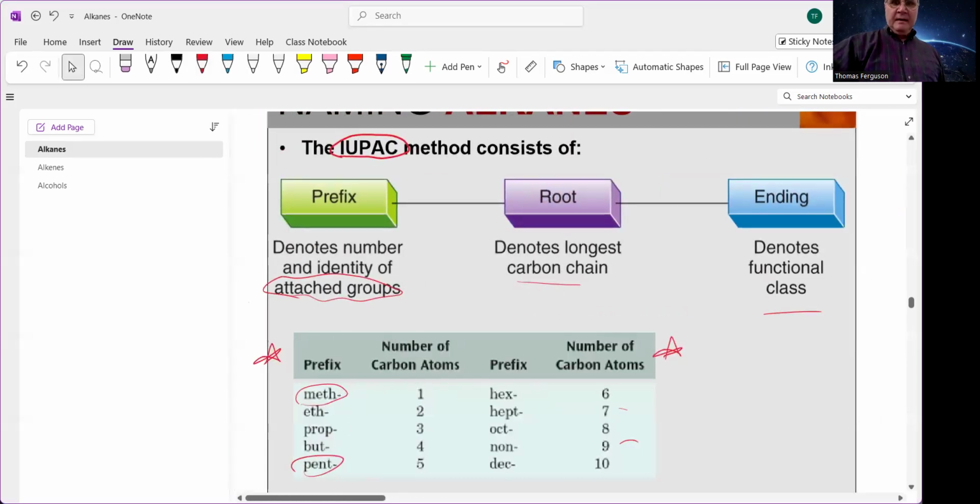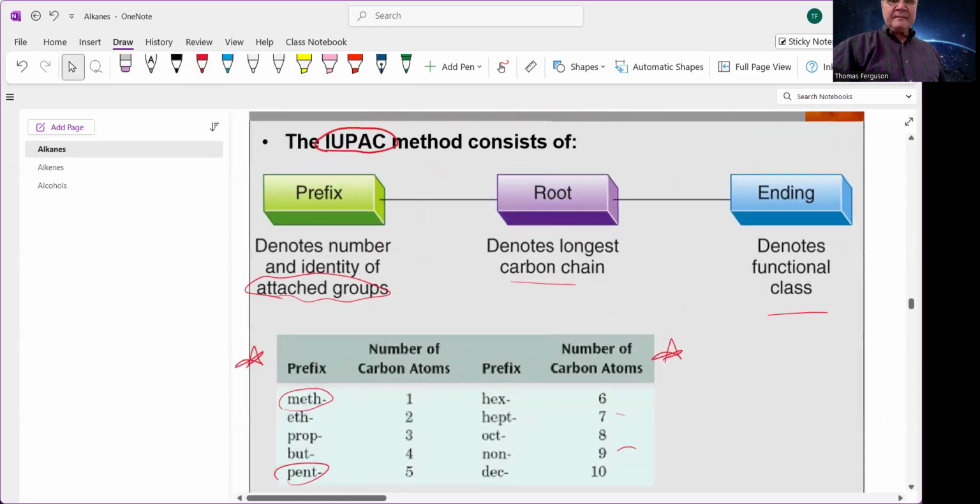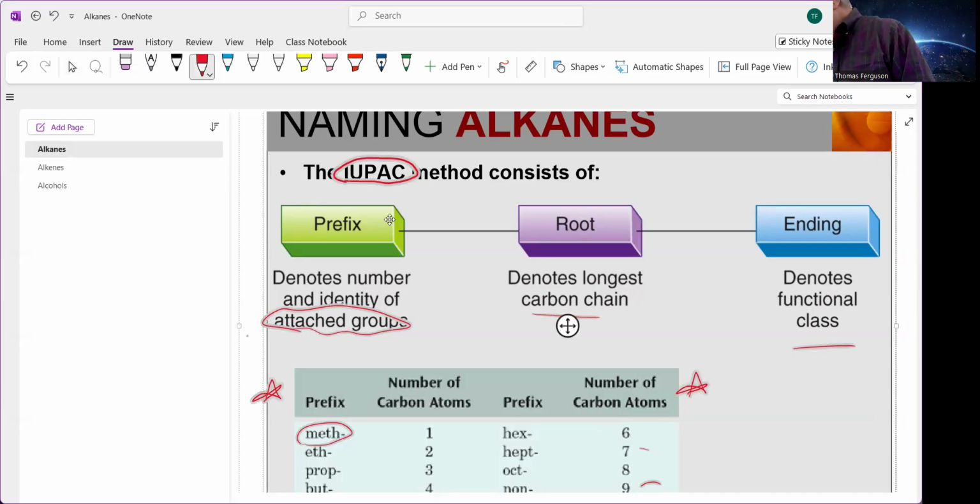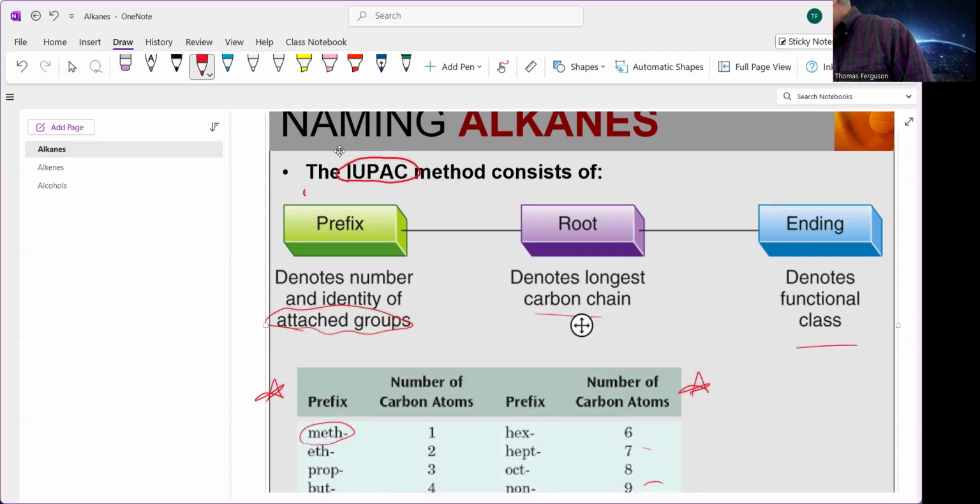Okay, so let's talk now about the IUPAC method. For our class, we're going to be using 3 parts most of the time, sometimes 2 parts. This part is optional over here. That applies to the branching. If there's no branching, you can disregard that.